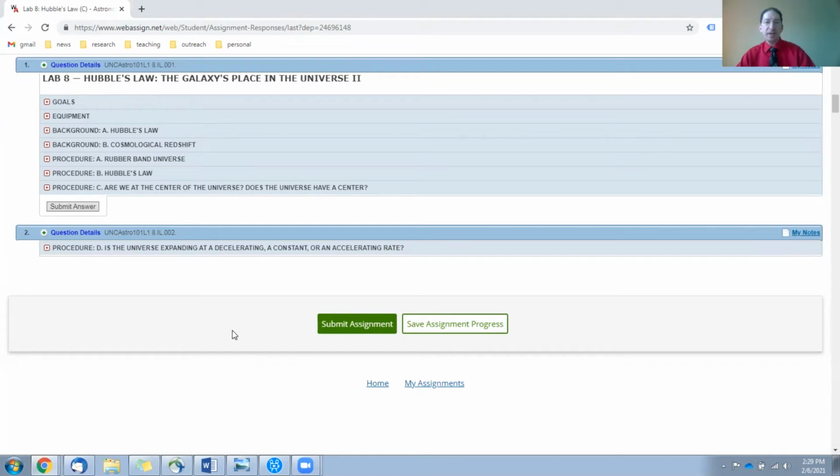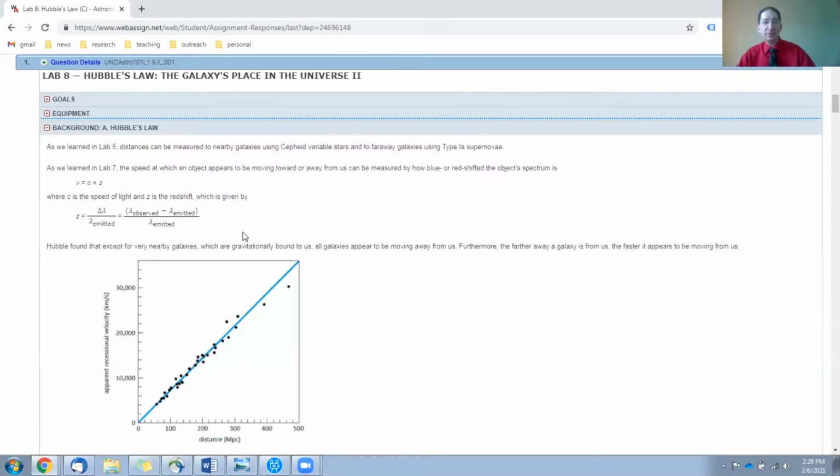All right, in this video, I'm going to overview the background sections of Lab 8. There are two of them. The first is on Hubble's law, and the second is on cosmological redshift. Let's take a look at the first.